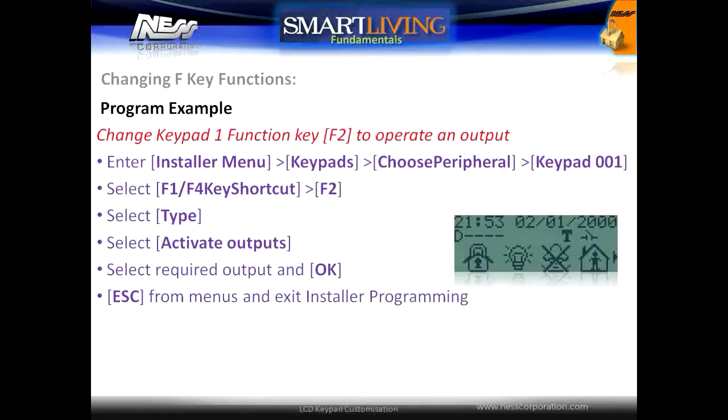An example of programming function key 2 to operate an output. First, enter into Install Programming menu, select Keypads, choose Peripheral, and then select the keypad to program. Select the F1, F4 shortcut key menu, and then select the F2 key to program. Select Type, activate Outputs, then select the required output and press OK. Press Escape to the main screen, and the F2 key shortcut icon will now have updated to an output.